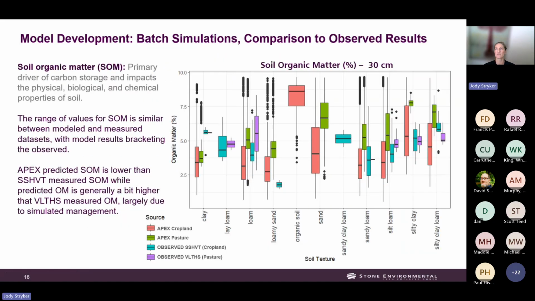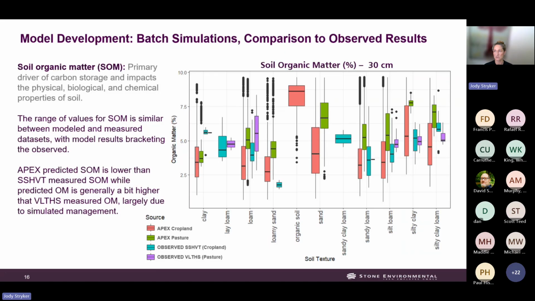Okay, so I know I've skipped over some of the methodology details, and again, I'm happy to return to that if people are interested, but I did want to highlight some of the results of this model evaluation effort as well. First, we're going to look at a couple of slides that compare model predicted distributions of a few of those key soil health metrics to the distributions of observed results from those statewide soil health data sets.